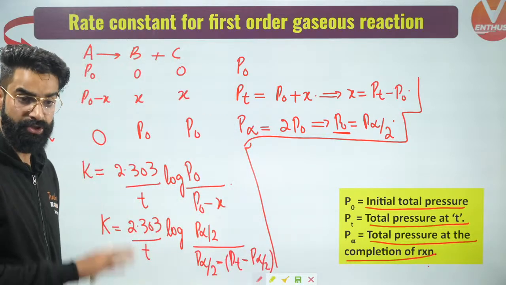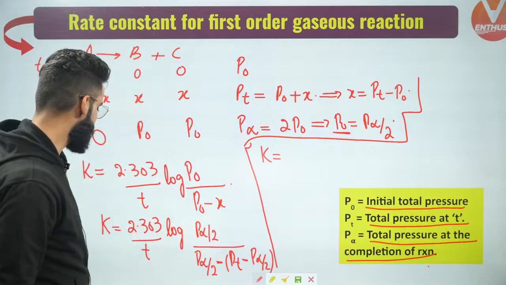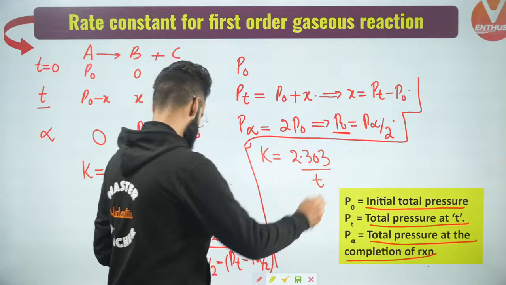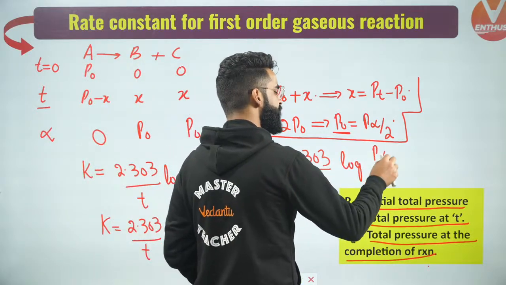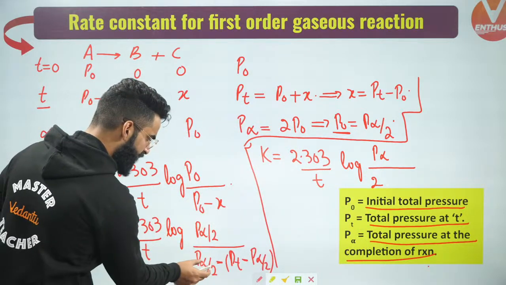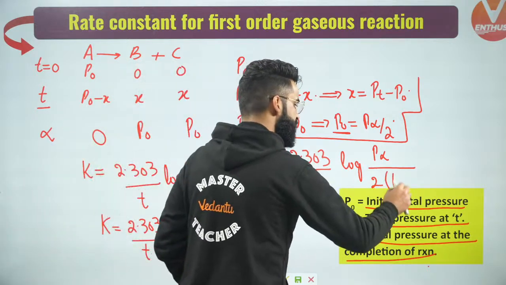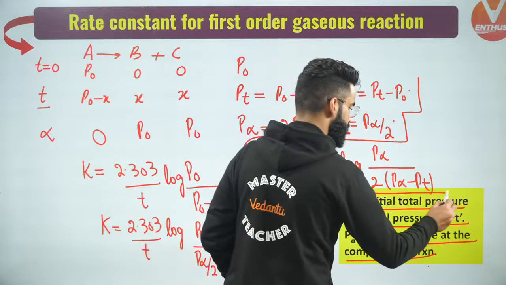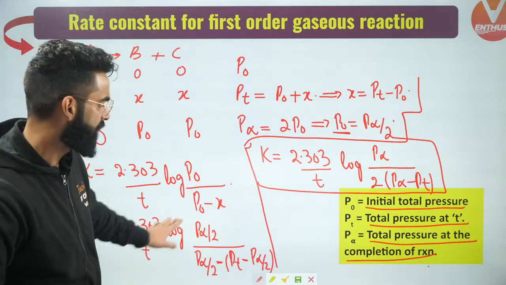Yeah. And you need to know how to make these sort of expressions. So I got the rate constant K in terms of PT and P infinite. It's going to be equal to 2.303 divided by T, log of P infinite by 2 divided by P infinite by 2 plus P infinite minus PT. Yes, this is the expression for the rate constant of this gaseous phase reaction in terms of P infinite and PT right here. I hope you got it.